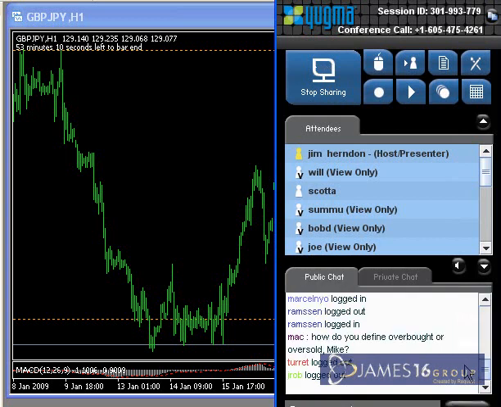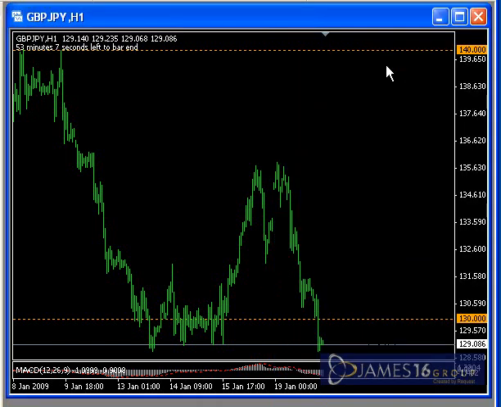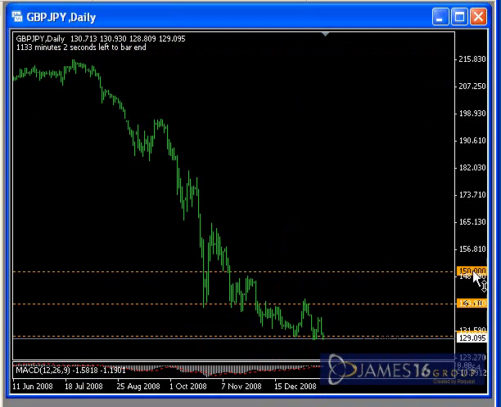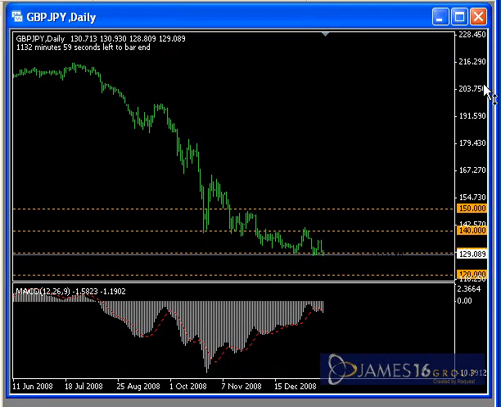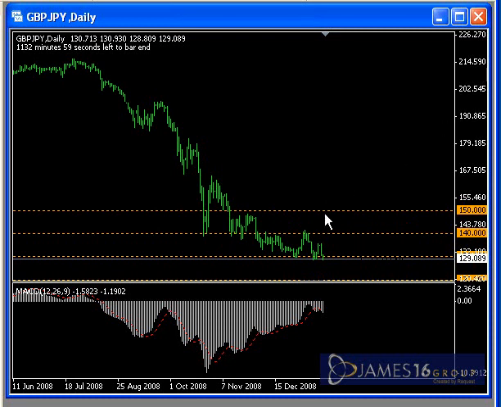Okay, Mac wants to know, how do you define overbought and oversold conditions? So it's not that there's an exact way to identify it, but using an oscillator, such as the MACD for divergence, like James does, is a good way to get an idea of the conditions we're in.